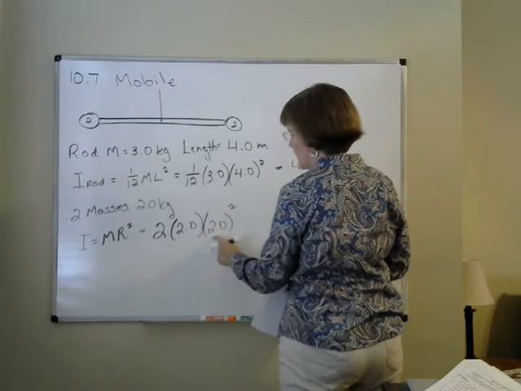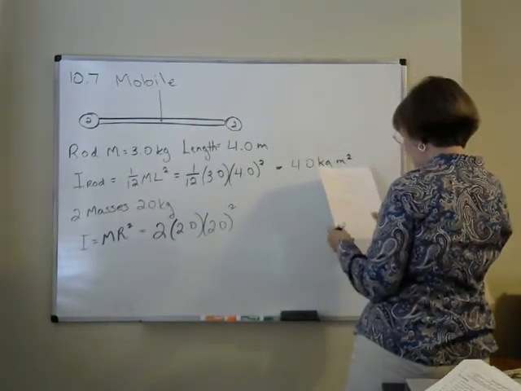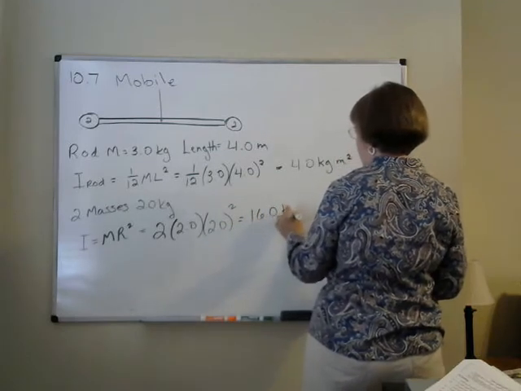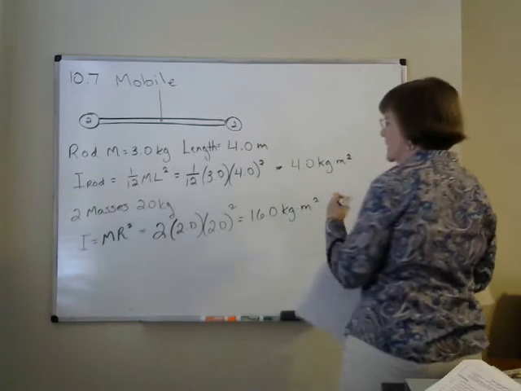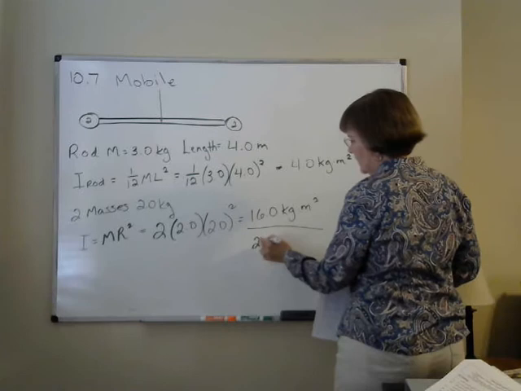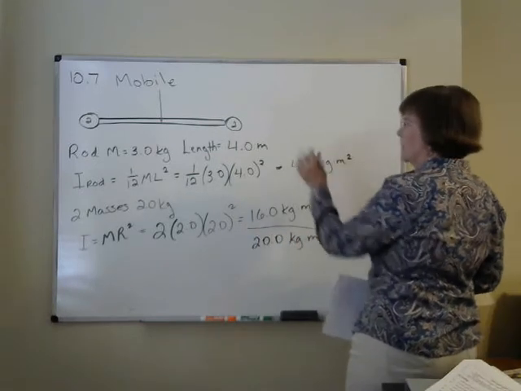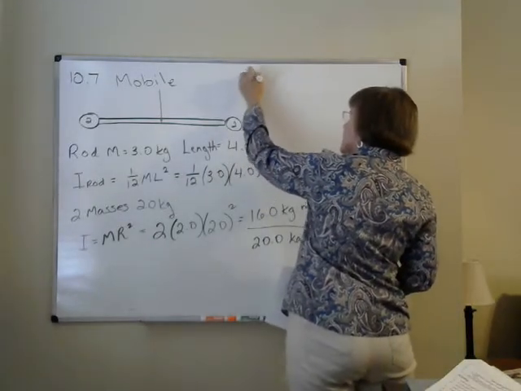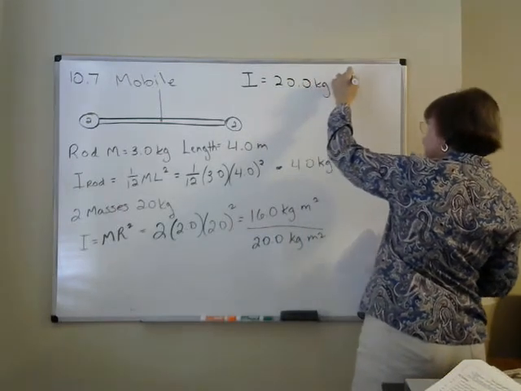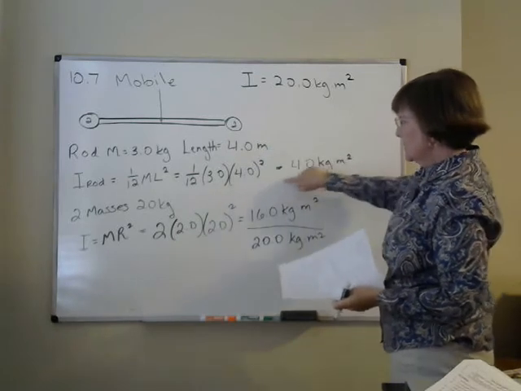So there's mr squared, and then there's 2 of them, so I multiplied it by 2. That comes out to be 16 kilogram meters squared. So the moment of inertia for this whole system is going to be that sum. So this system we worked out had a moment of inertia of 20 kilogram meters squared. And I apologize for that confusion on this being 4 meters. But that makes sense.